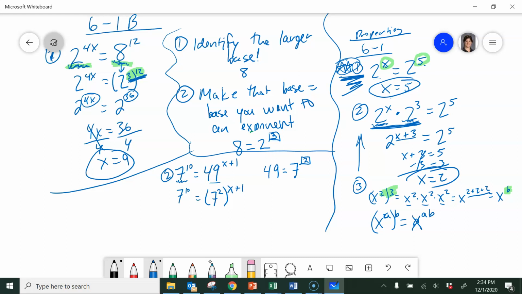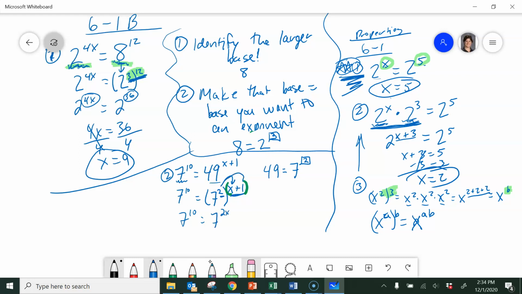But here's why I wanted to look at this one. What we just learned is that if we have a power to a power, or an exponent to an exponent, meaning that you just have the parenthesis between them, we need to multiply those. Here's the key though. You are taking it to the x plus 1. You have to take it to both of those pieces, which means you need to distribute.